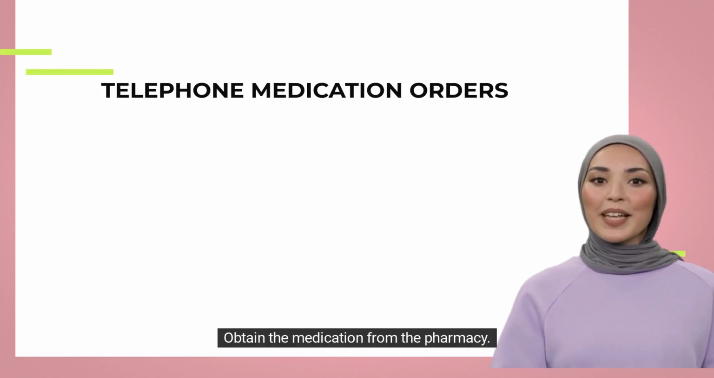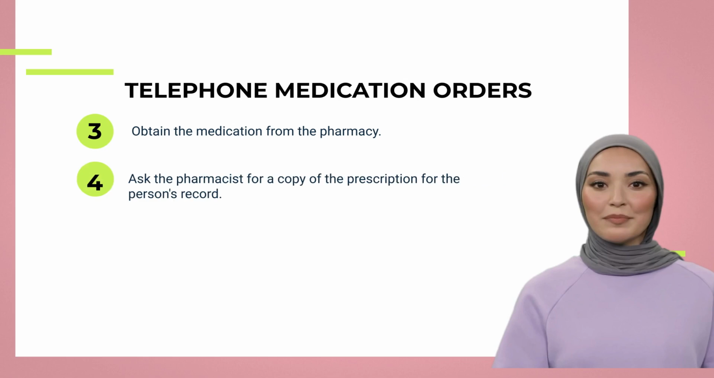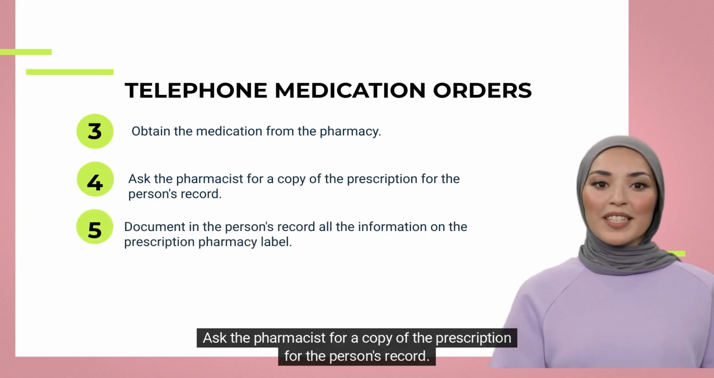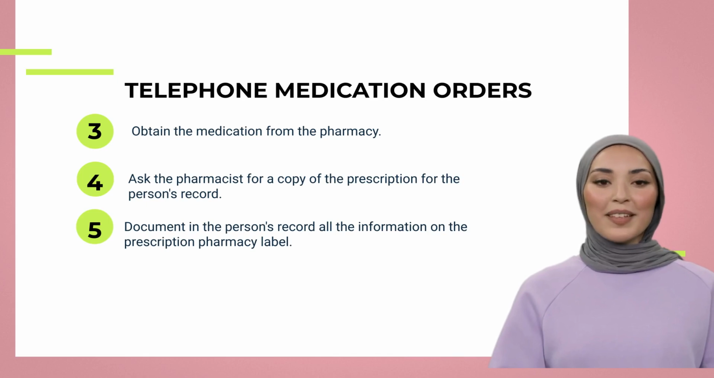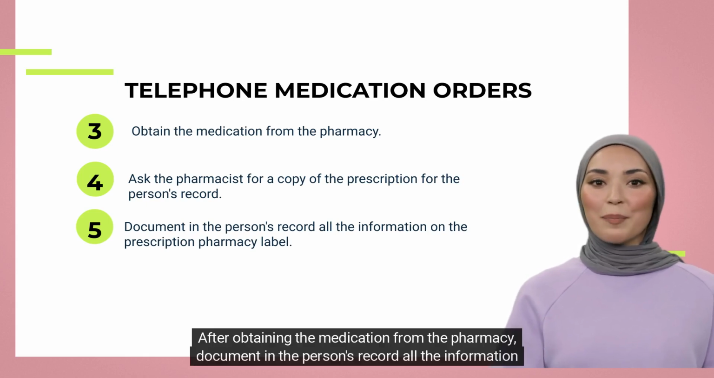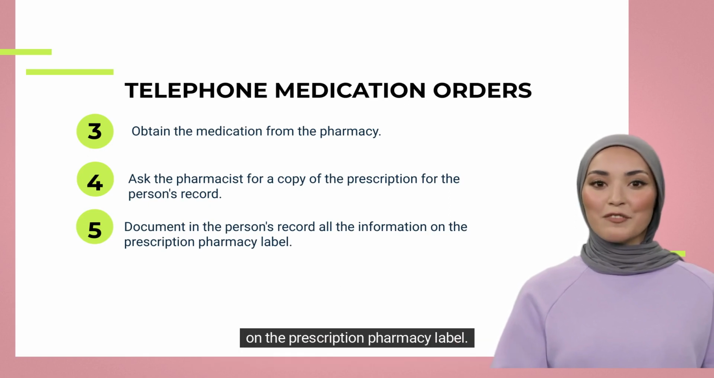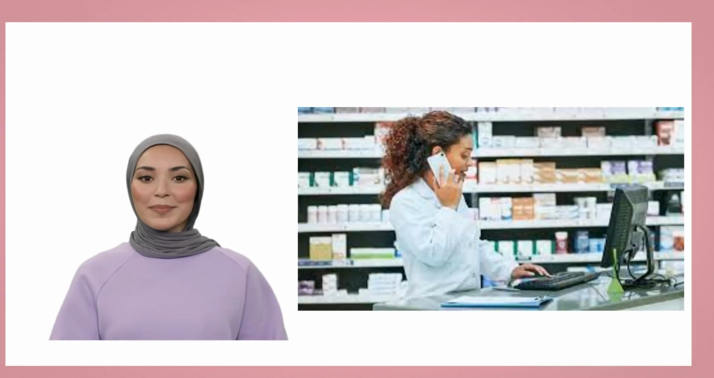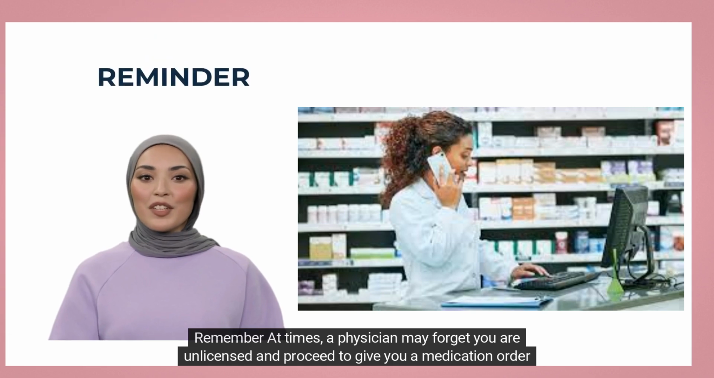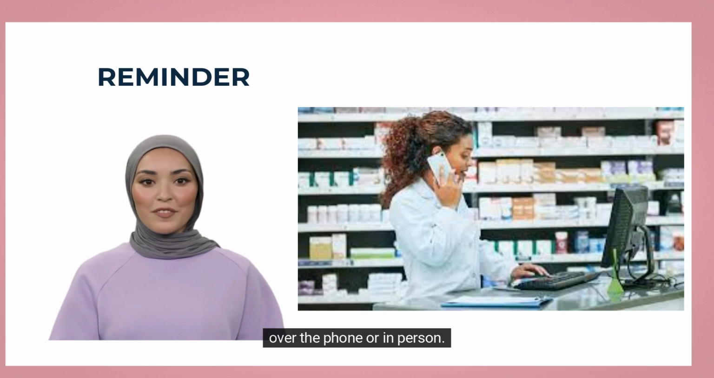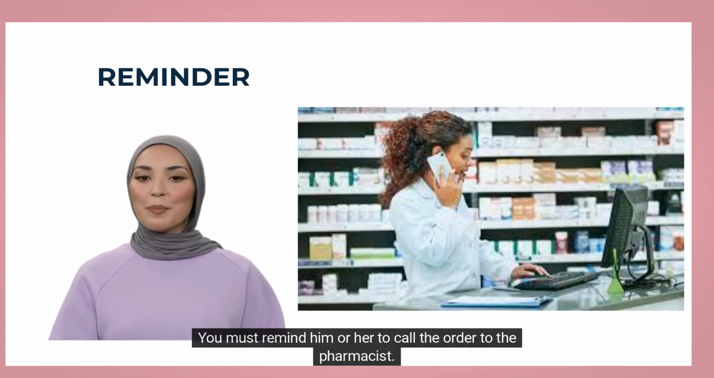3. Obtain the medication from the pharmacy. 4. Ask the pharmacist for a copy of the prescription for the person's record. 5. After obtaining the medication from the pharmacy, document in the person's record all the information on the prescription pharmacy label. Remember, at times, a physician may forget you are unlicensed and proceed to give you a medication order over the phone or in person. You must remind him or her to call the order to the pharmacist.